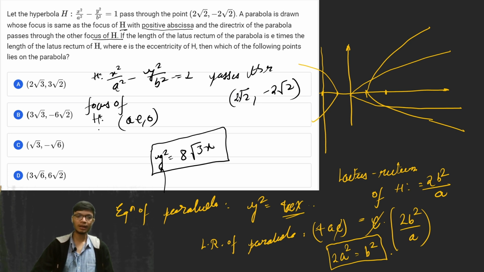Now these types of questions are very important for your JEE Mains, because many times the JEE Mains question will give you 4 options and ask which of the following points do satisfy this equation or do not satisfy it. So be very careful while solving this. If you put the option number B, it will definitely satisfy it. As you can see, 3 root 3 squared is 27, 27 into 8 root 3, and this will be 6 root 2, root 6, and minus 48. So this is the point which lies on this parabola. That is option number B is the right answer.